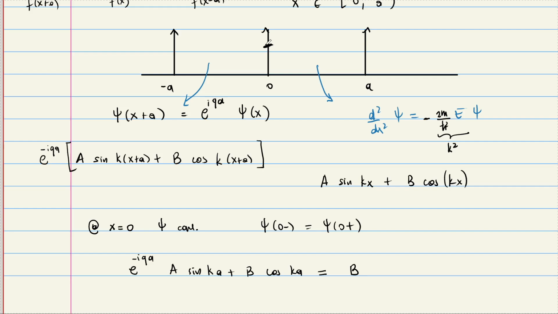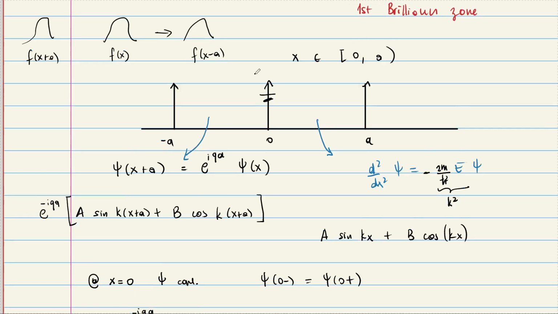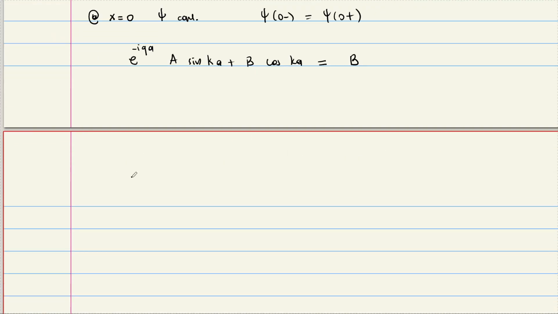And to get the second boundary condition, we have a Dirac delta function here. We do exactly what we did for the single Dirac delta function. We are going to integrate the Schrödinger equation from minus epsilon to plus epsilon, and it's going to give us the jump in the derivative of psi. So let's do that. At x equal to 0, psi prime, the derivative, has a jump.